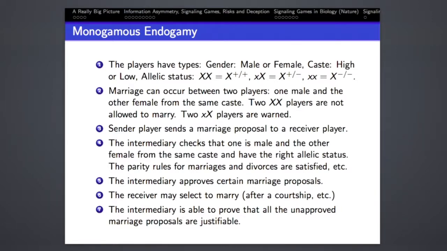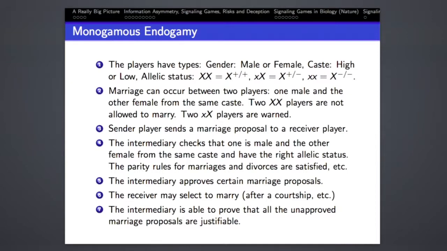One allele is good, the other one is bad. Some are homozygous wild type. They're good guys. They have no disease. Okay? So this is sort of like a Tinder. So one anonymously within the group sends a marriage proposal or a dating to the other. And the intermediary checks that he only matches male and female.